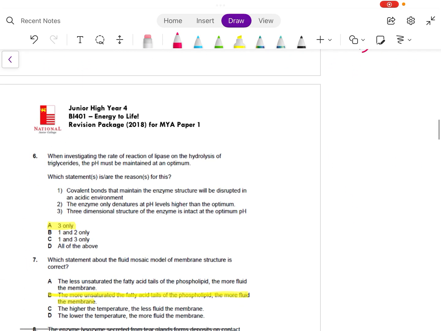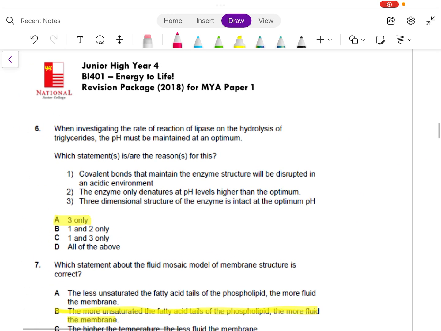Let's go to question 6. Question 6 shows you 3 statements. They ask you which of the statements is the reason for needing the pH to be maintained.